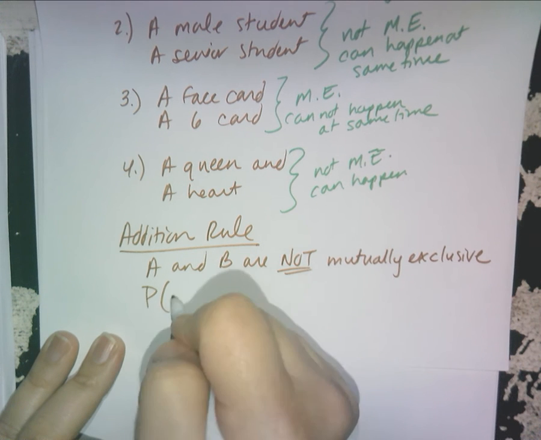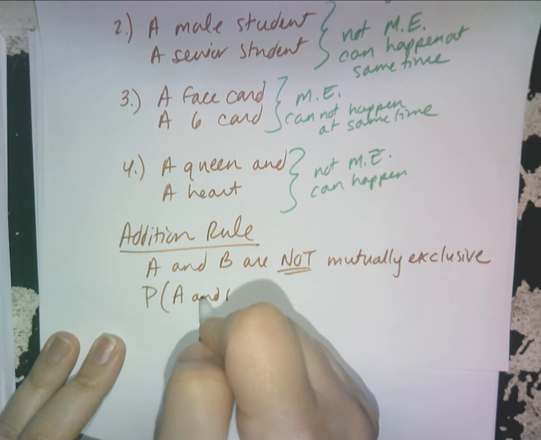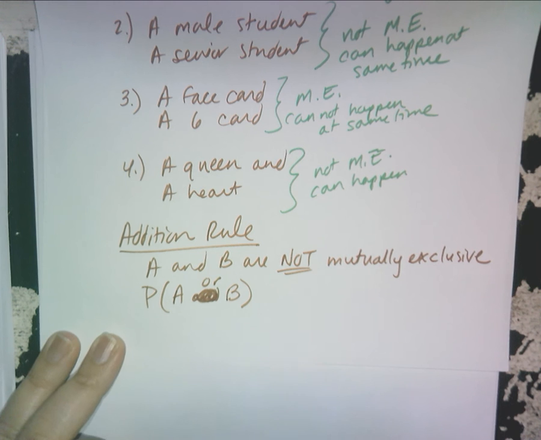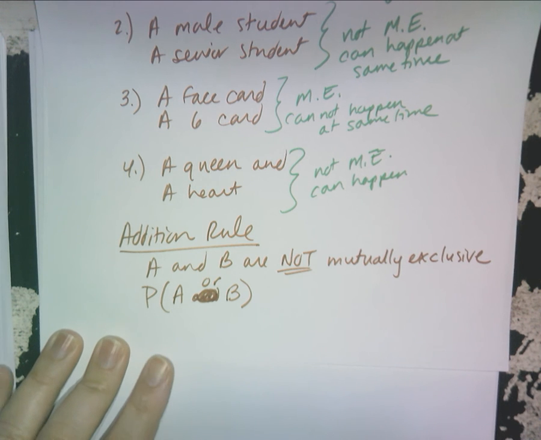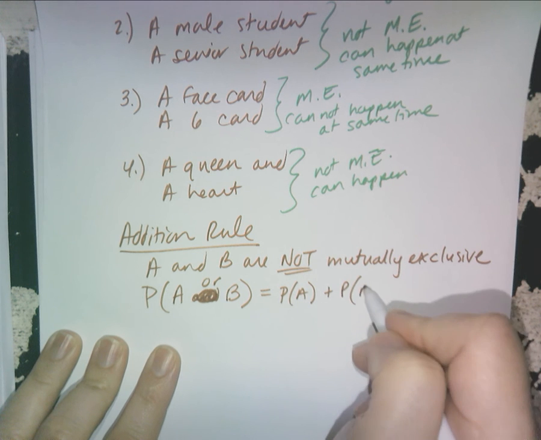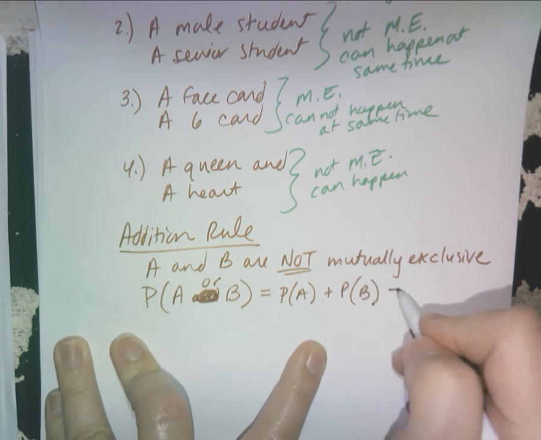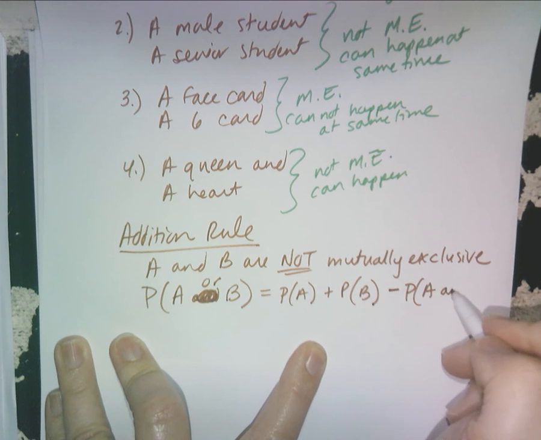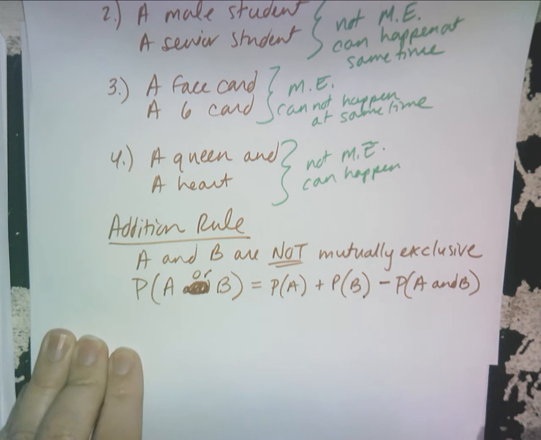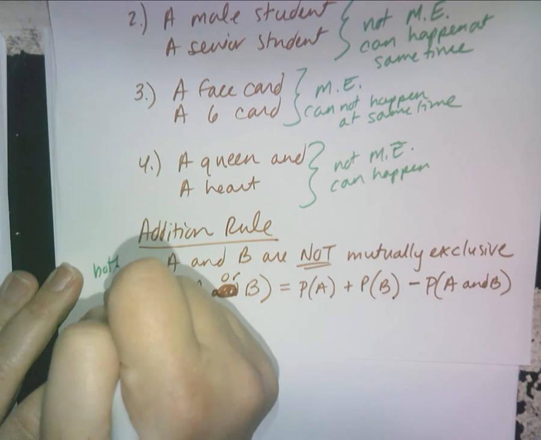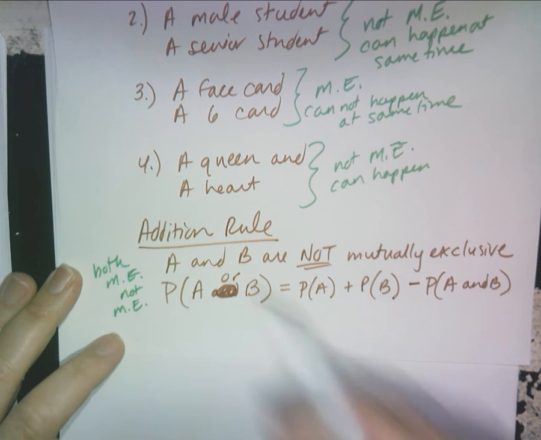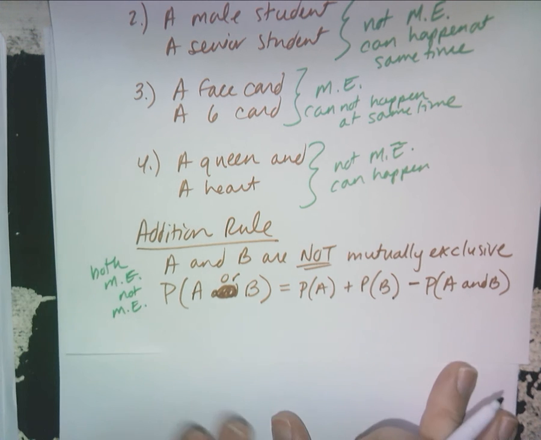The probability that event A and, oh, I'm sorry, not and. Or is a very important word. The probability that A or B occurs would be the probability of A plus the probability of B minus the probability of A and B. And again, I use this for both ME and not ME. Use it for both, okay?